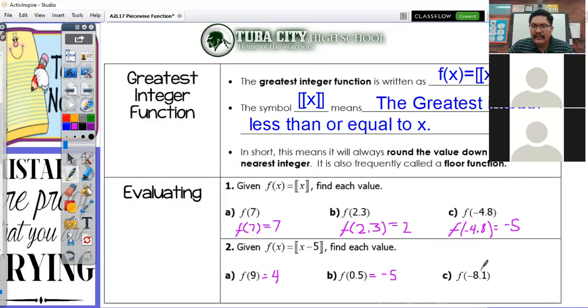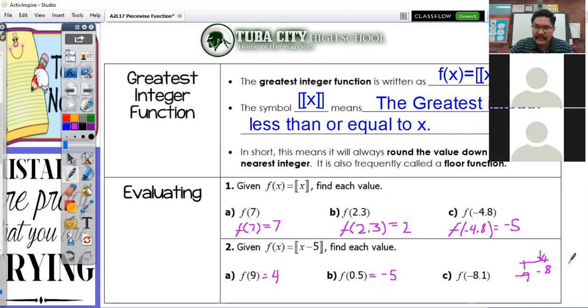And negative 8.1. So if you imagine a number line in this case, I have negative 8 and negative 9. Normally negative 8.1 would be really close to 8, something like right there. But even though it's closer to this number, we always round it down. Oh wait, we got to plug it in. So negative 8.1 minus 5. So we'd actually have to go down a little bit.